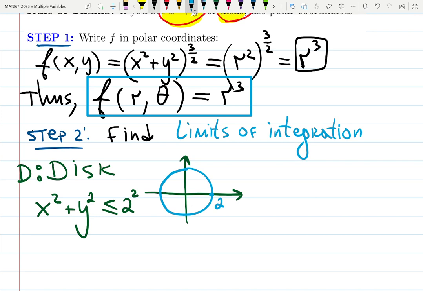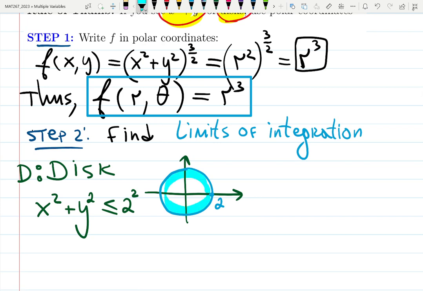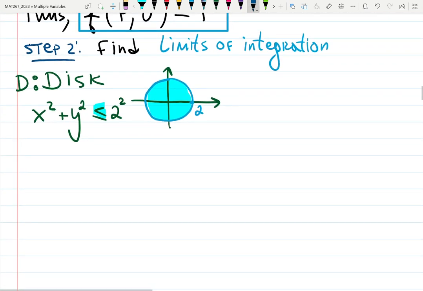No. Because I need to shade it. That's a circle. The disk comes with this inequality. Less than means I need to shade everything inside. That is the disk, and that's why it's not called a circle. It's a disk, radius 2, and everything is shaded. So let me skip some space and I will start building the integral.